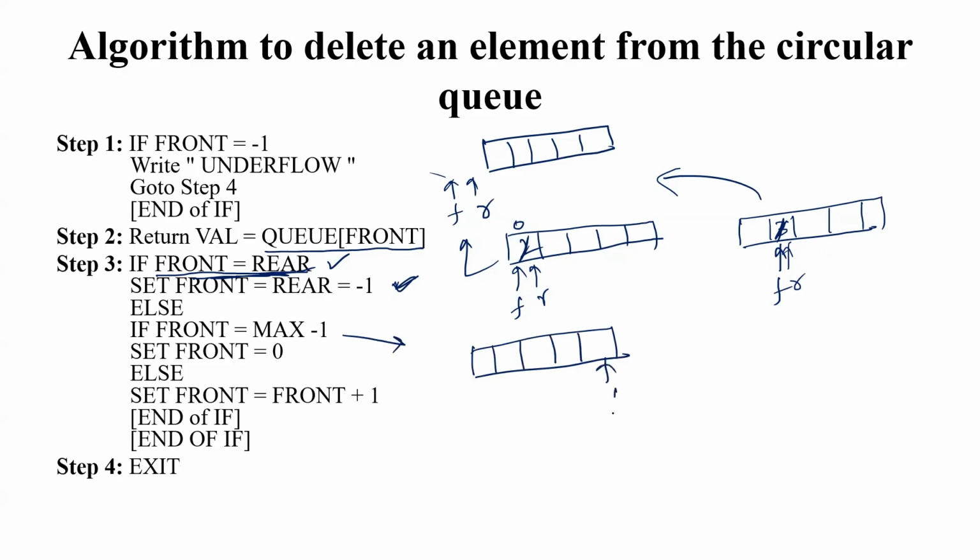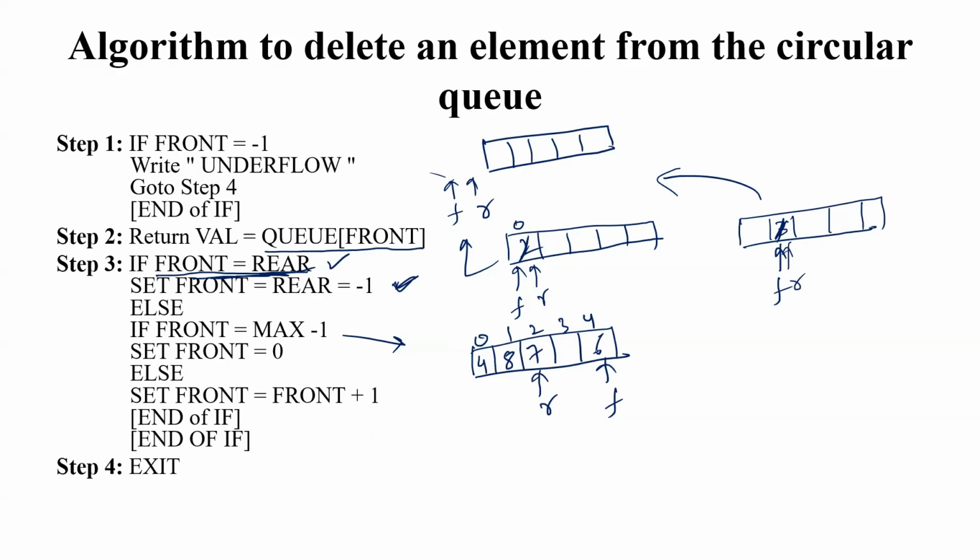Here front is equal to max -1. Front is equal to max -1 means our front is on the last index. On the last index, we have some value. Okay. Rear can be anywhere. Let's suppose rear is here. What is the meaning? Meaning is we have 3 more elements here. Okay, we don't care about rear.